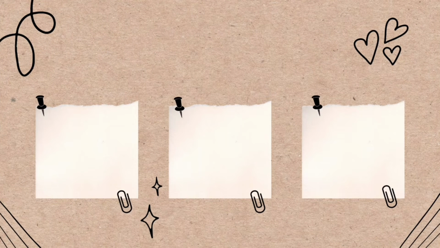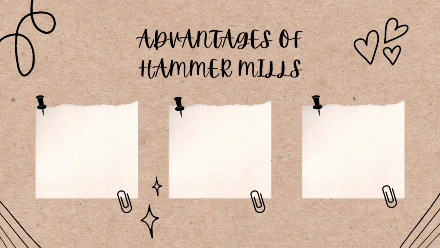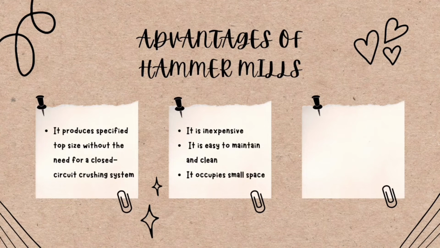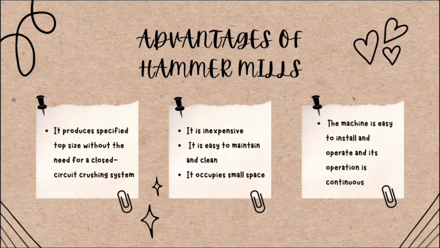Next slide shows the advantages of hammer mills. First, it produces specified top size without the need for a closed circuit crushing system. Next, it is inexpensive. It is also easy to maintain and clean. It occupies small space. Last but not least, the machine is easy to install and operate, and its operation is continuous.